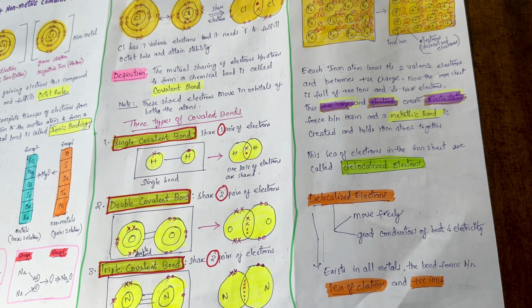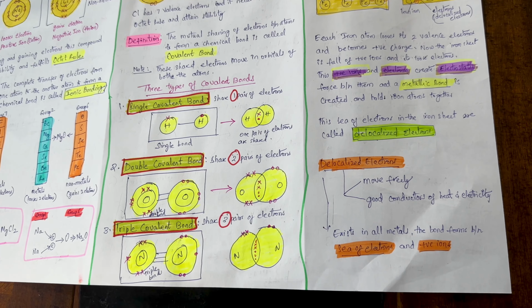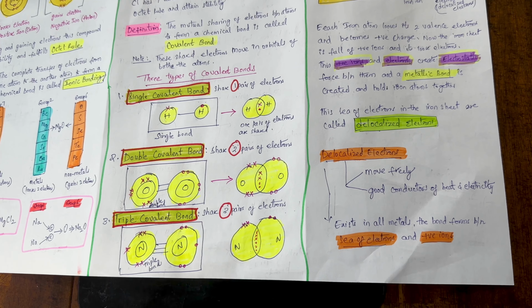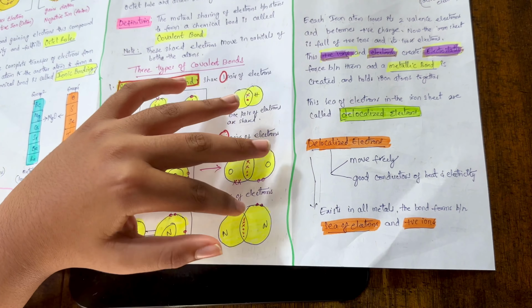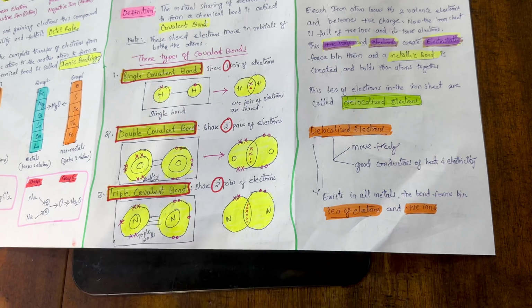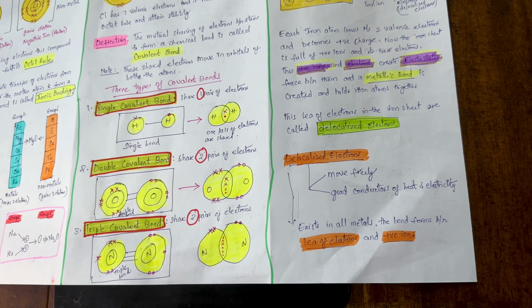There are 3 types of covalent bonding. One is called the single covalent bond, then there's the double covalent bond, and then the triple covalent bond. Each deals with the number of valence electrons the elements give to each other to maintain that stability. So let's look at an example of a single covalent bond.